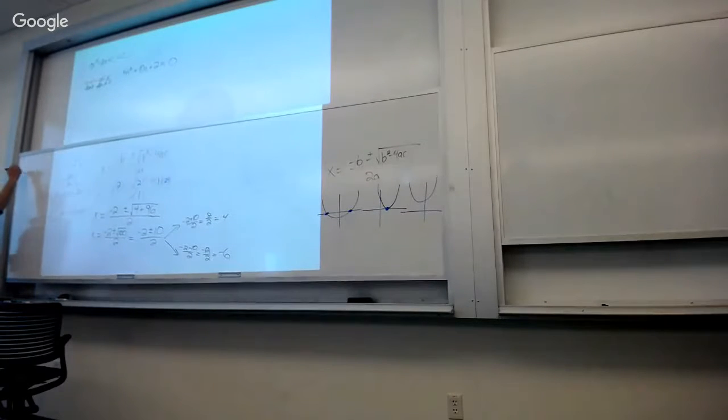So I'll make a note. Note: always write in standard form. Of course, that's true for completing the square as well. You need to have it in standard form, ax squared plus bx plus c.